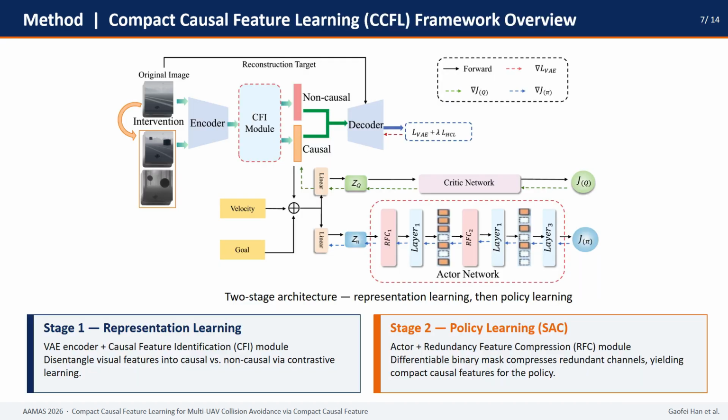This is the architecture of our CCFL framework. It has 2 stages. Stage 1 is representation learning. A V encoder produces visual features, and our causal feature identification module disentangles them into causal and non-causal components, using contrastive learning under causal interventions. Stage 2 is policy learning with SC. Inside the actor network we insert the redundancy feature compression module, which uses a differentiable binary mask to compress redundant channels. Therefore, the representation fed into the policy is both causal and compact.